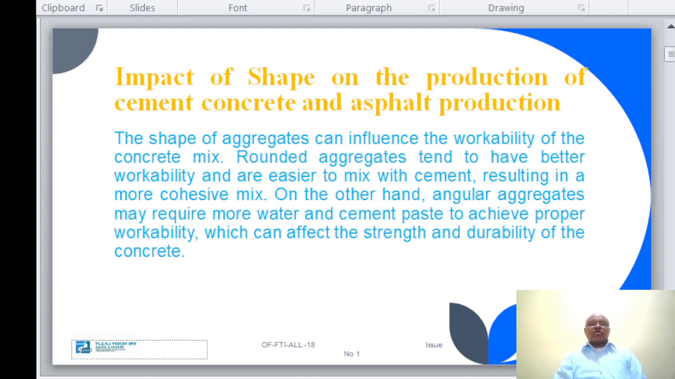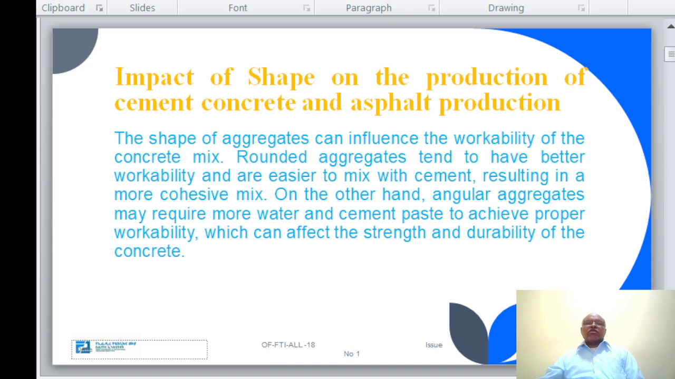Angular and rough texture aggregates tend to interlock better with each other, which can reduce workability as more water may be needed to achieve proper flow. On the other hand, round aggregates may improve workability by reducing internal friction.